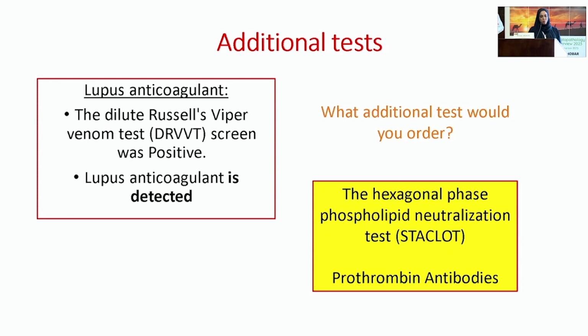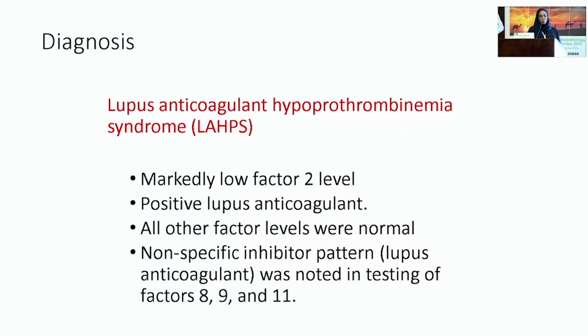Why am I thinking of prothrombin? Because lupus anticoagulant usually prolongs PTT and causes thrombosis. We have a bleeding patient with prolonged PTT in the presence of lupus anticoagulant, so that should lead us towards this diagnosis: lupus anticoagulant hypoprothrombinemia syndrome.